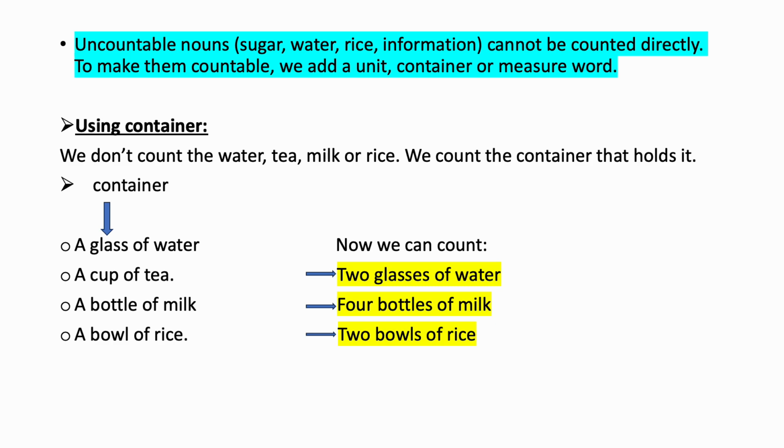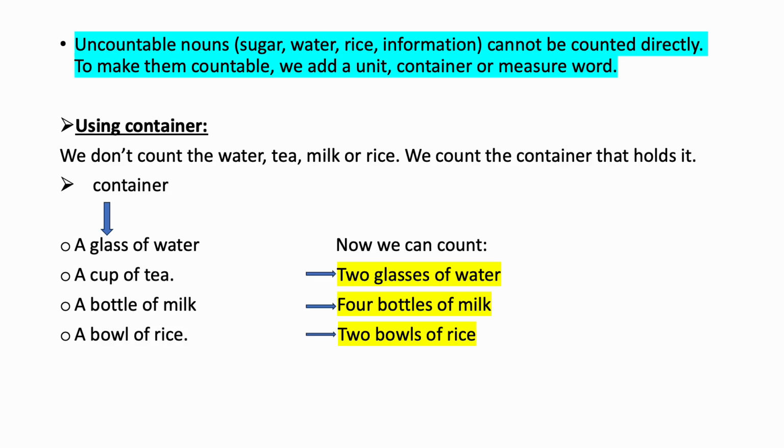Let's understand uncountable nouns. Uncountable nouns such as sugar, water, rice, and information cannot be counted directly. To make them countable, we add a unit, container, or measure word. Using containers, we don't count the water, tea, milk, or rice. We count the container that holds it.